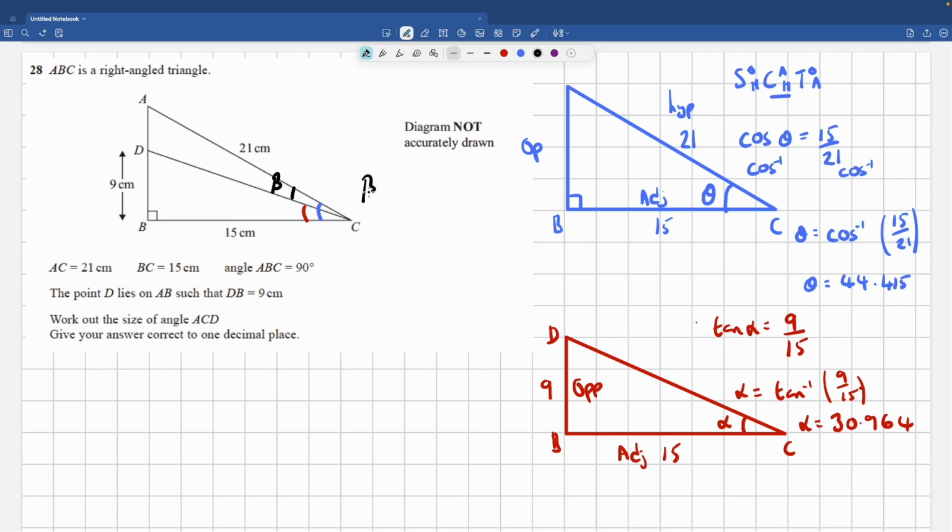So now the black angle, let's call this one beta. We know beta will be the difference between the blue one and the red one. So beta works out as 13.45. And we want it to one decimal place, so we'll have 13.5 degrees, okay?